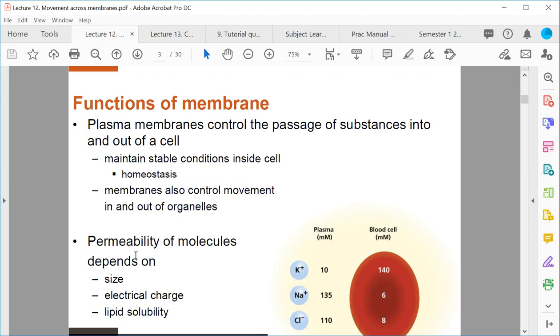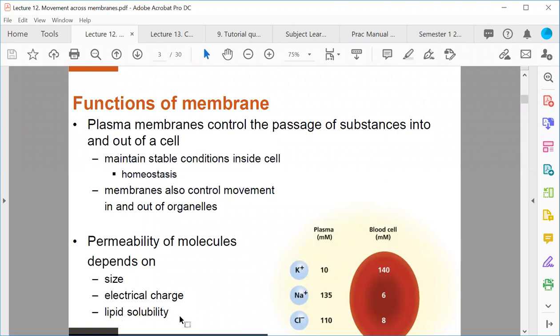Now, the permeability of molecules really depends on several factors. So first, the size of the molecule is important. So smaller molecules tend to be able to move through a membrane, but larger ones can't, and they need to actually travel through transport proteins that are embedded in the membrane. Electrical charge is also important. So these charged species, such as these ions that you can see here, tend not to be able to move through a membrane.